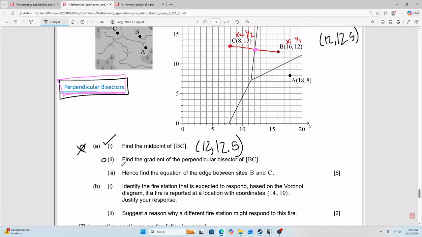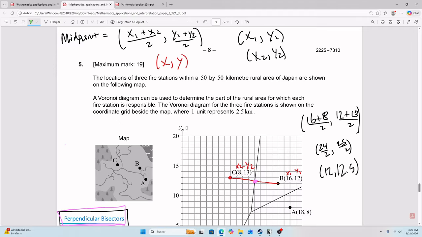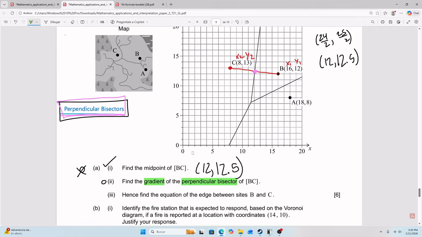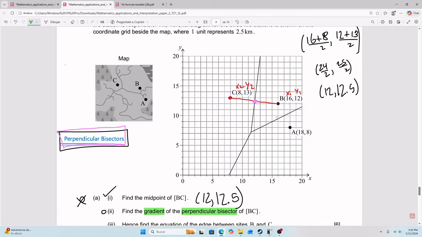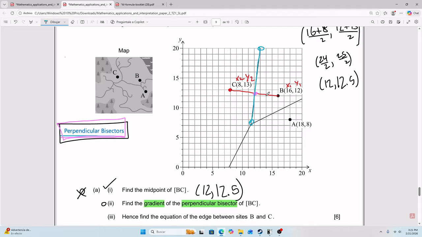For part A2, we have find the gradient, so that's already a big word, of the perpendicular bisector of BC. And so this, ladies and gentlemen, is why understanding the perpendicular bisector is so important. Any Voronoi diagram will challenge you to understand the perpendicular bisector. And so that is why it's crucial to understand that the perpendicular bisector of BC is not the line in red, but rather this line that cuts like this. And how do you know it's the line in blue, not the one in red? Well, because it is perpendicular to the one that's in red, and it's bisecting it. It's cutting it in half.